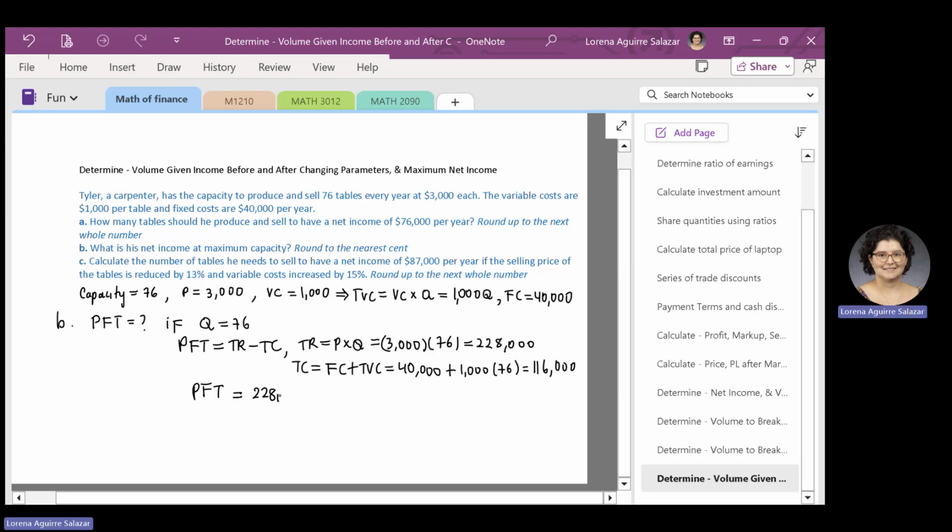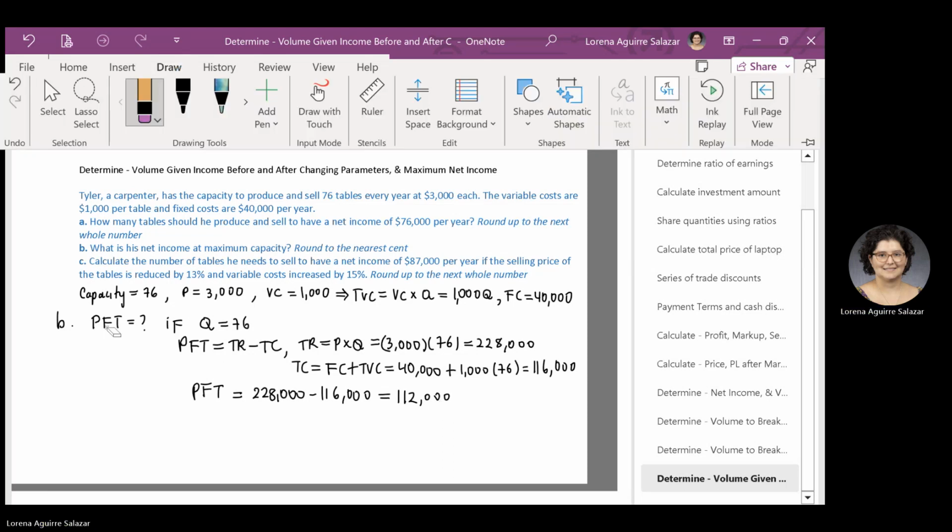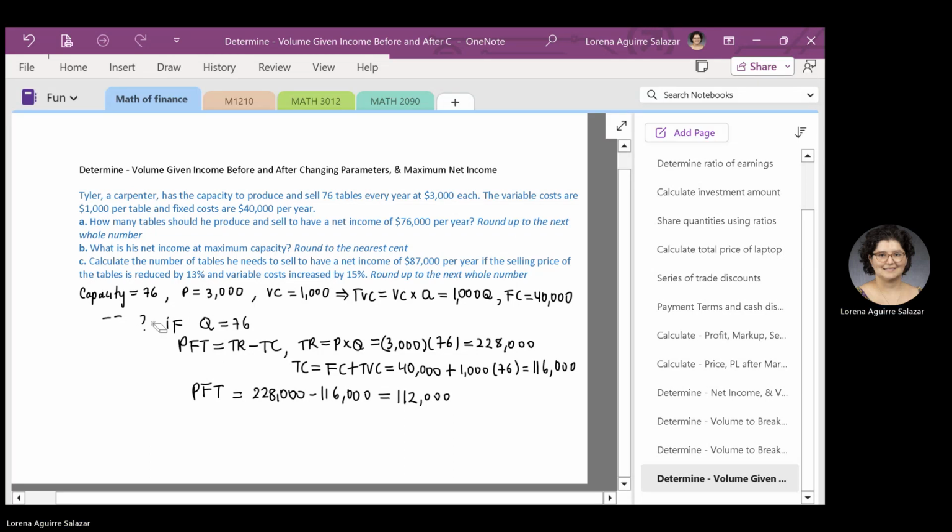The answer to part B of this problem is 112,000. That's the net income at maximum capacity. There's no need to round the answer to the nearest cent because we already have that the answer is a whole number. So that's all for part B. Let's move on to part C of this problem. Let me erase here. And now we write all we need to write for part C.